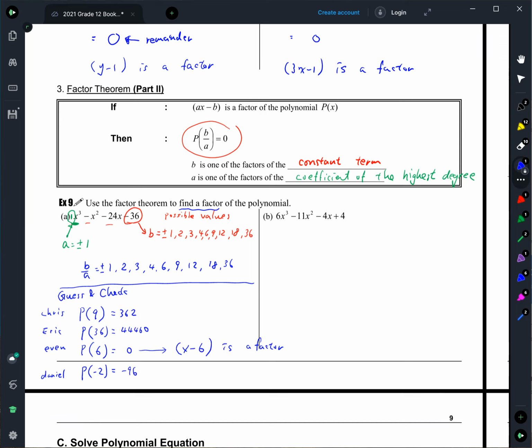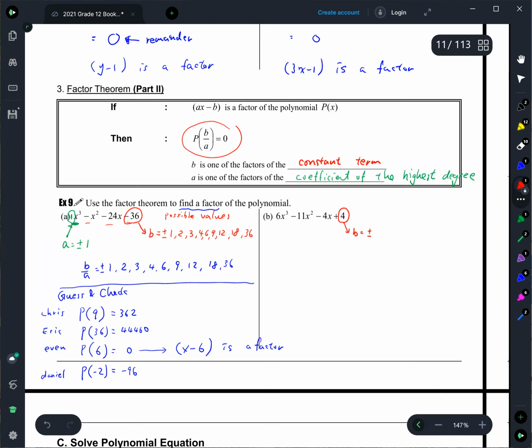So let's do one more. b comes from 4. In this question, we just want to find one of the factors. So b will be plus minus. What are the numbers for the b, Wayden? 1, 4, 2. Yeah, so 1, 2, 4 only.